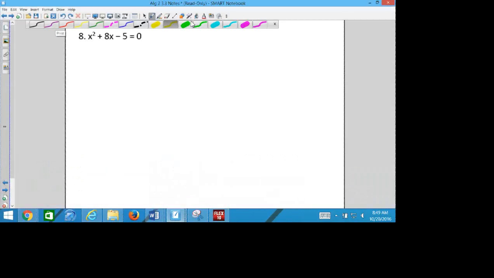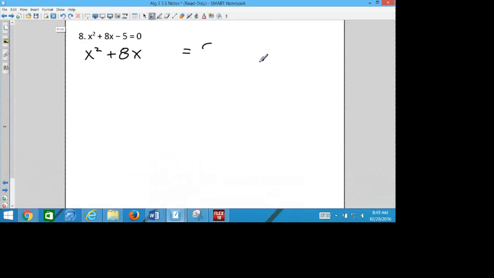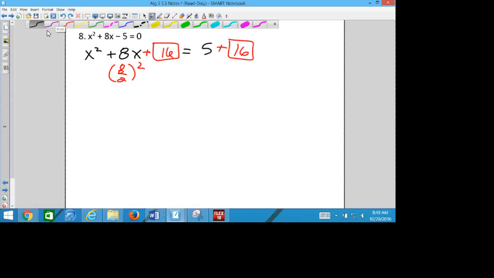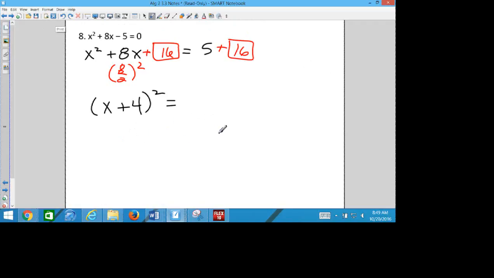Okay, so for number 8, you guys just worked this out, so I'm not going to spend a ton of time explaining it. I'm just going to go through the steps. So we're going to move that 5 over, and then we're going to complete the square by doing 8 over 2 squared, which is 16. We're going to factor this side, x plus 4 squared, and then that side's 21.